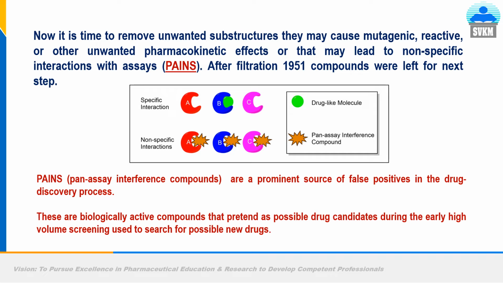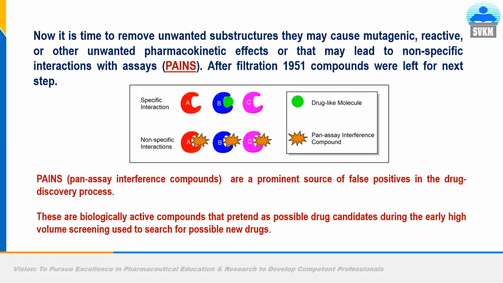In the image which I have taken from the paper of Teach OCDD, it indicates specific interactions A, B and C. So a drug-like molecule is shown as a green circle, which particularly fits the protein binding site on the receptor, or the protein pocket. On the other hand, non-specific interaction indicates an irregular shape, that is the key, which is not perfectly fitting the lock, that is the receptor or protein. So this is called a pan assay interference compound.